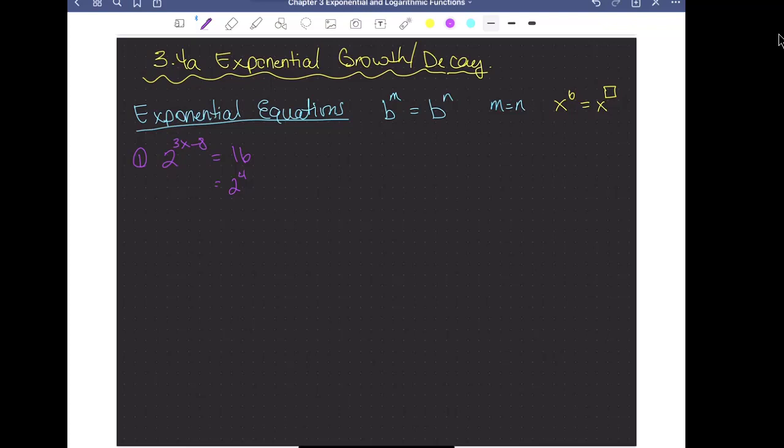And then I have my left side, which was 2 to the 3x minus 8, right? Now that I know that my bases are exactly the same, what do I know about these exponents? Well, now my exponents have to be equal. So I know that 3x minus 8 has to equal 4. Nice little easy equation, right? What are we going to do? Add 8 to both sides. So we're going to get 3x equals 12. Divide by 3, and we're going to get x equals 4.